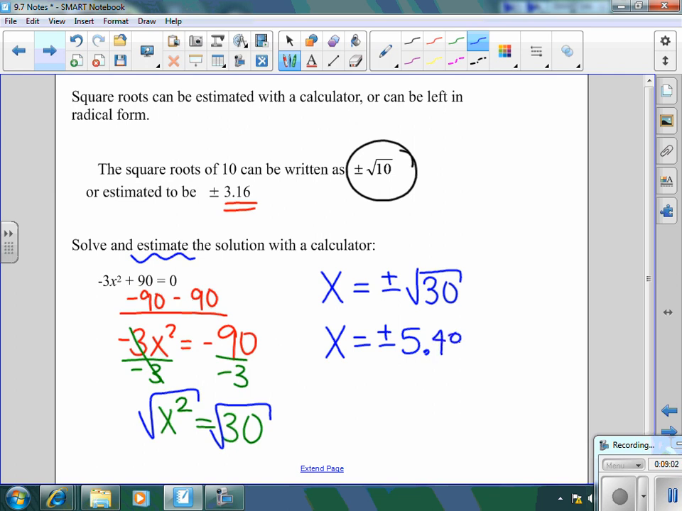About 5.48. So if you were to check this or plug it in, you should get close to 0. Very, very, very close. If we were graphing this, it'd look almost right in between 5 and 6 where it crossed.